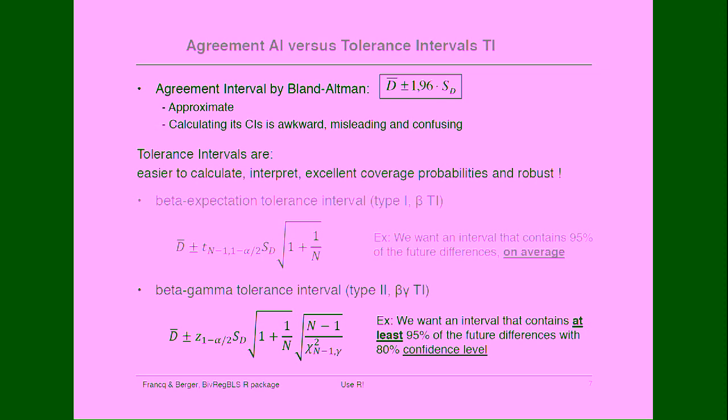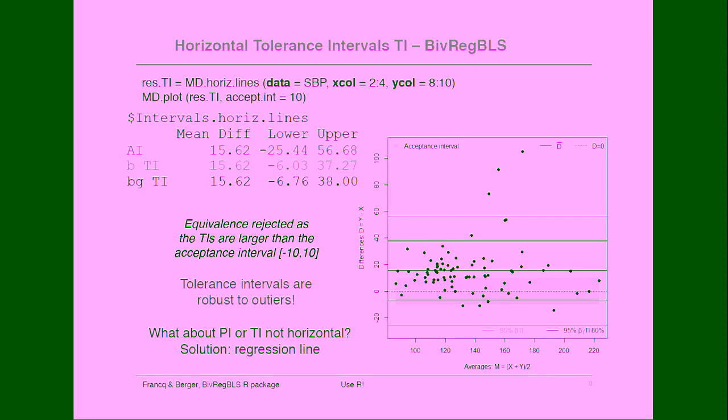To calculate the tolerance intervals, we can use the function called MD horizontal lines, and we have only 3 arguments, so it's very easy to use: data, X column, Y column. That's it. We can see on this example that the tolerance intervals are robust, so it is the blue or the green line. They are robust against the outliers.